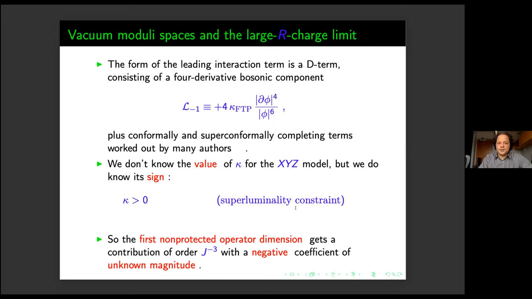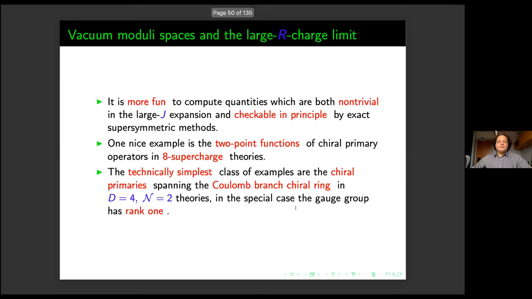Okay, now I'm going to leave this theory behind because it's a little bit boring. It was just to show you that these methods are reliable. They reproduce the things they're supposed to reproduce. But it's more fun to compute quantities which are both non-trivial in the large J expansion and checkable in principle by exact supersymmetric methods like localization. So one nice example is the two-point function of chiral primary operators in 8 supercharge theories. And the technically simplest class are the chiral primaries in the Coulomb branch chiral ring in 4-dimensional N equals 2 theories in the special case where the gauge group has rank 1.